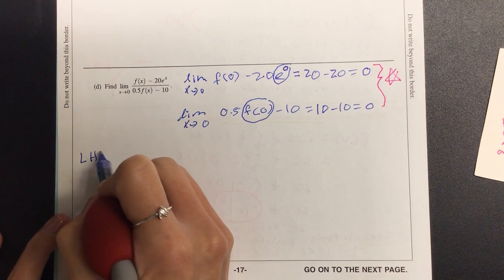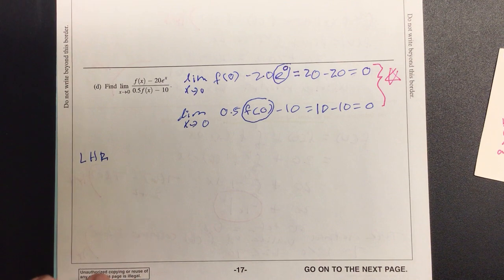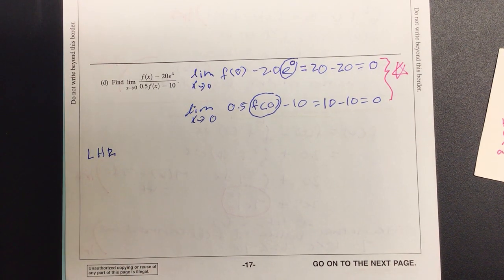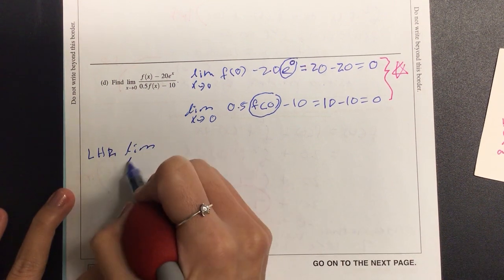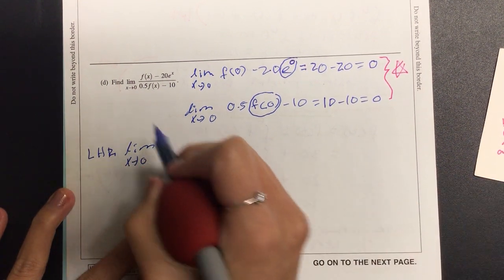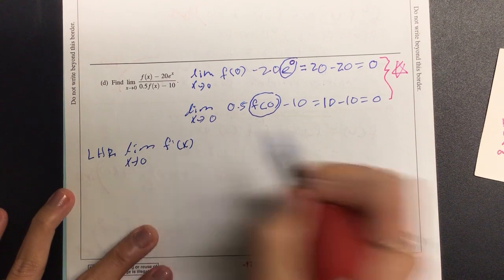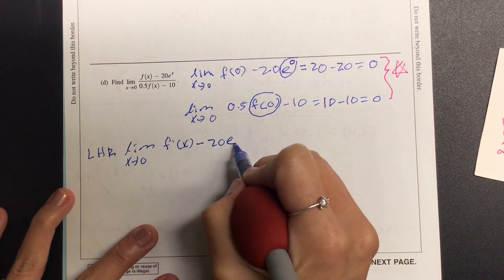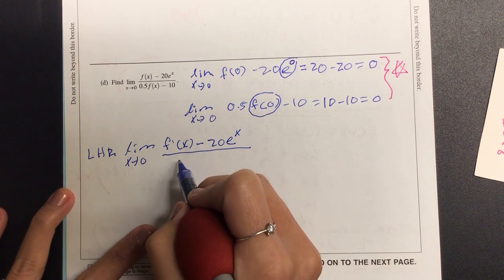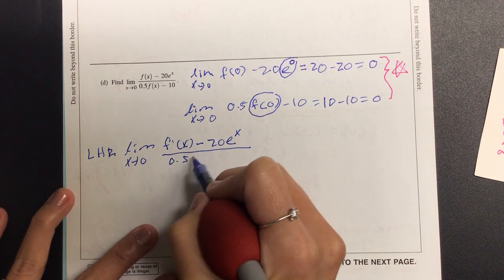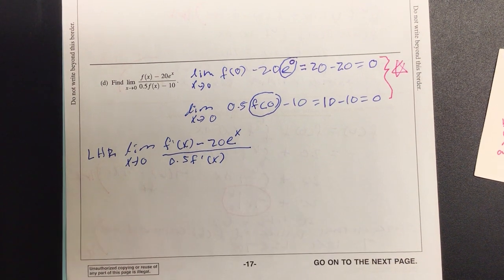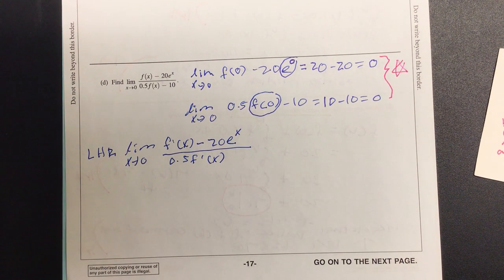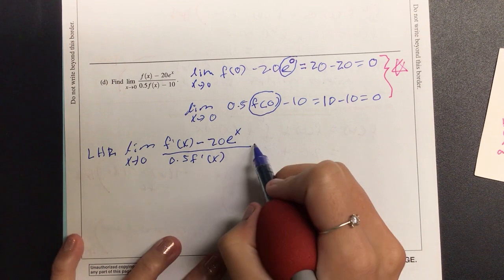So let's write that abbreviation. In L'Hopital's rule, as a reminder, you differentiate the top, independently differentiate the bottom, and you plug it in. So let's do that. Limit as x approaches 0. When I differentiate f of x, that's f prime of x. When I differentiate e to the x, it is itself times the derivative of the power. This one happens to be 1, so it's simply 20 e to the x. Over, on the bottom, we have 0.5 f prime of x. And do I need to do anything about the minus 10 derivative? Nope.